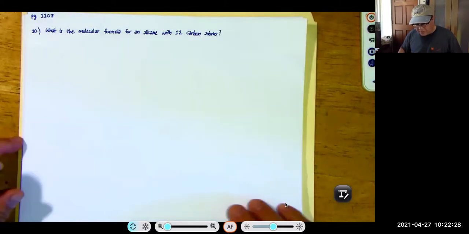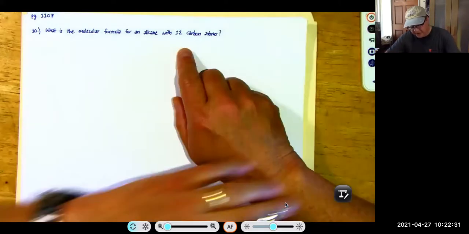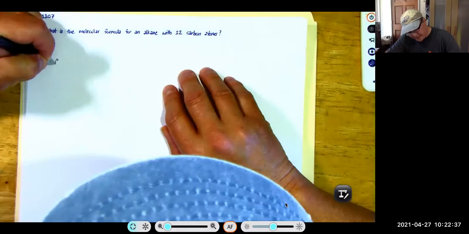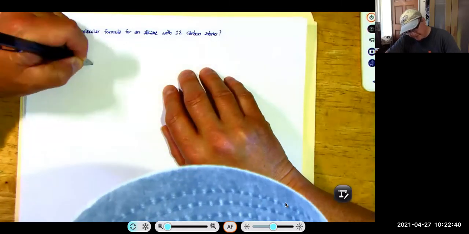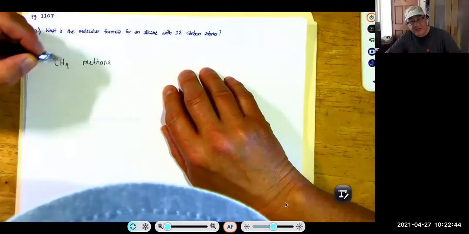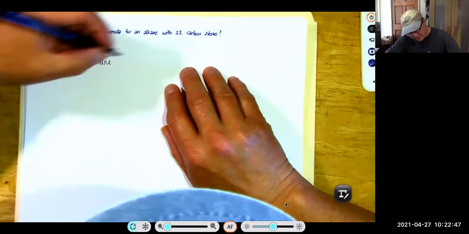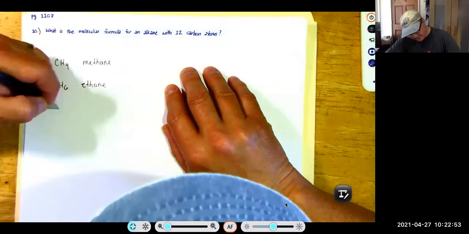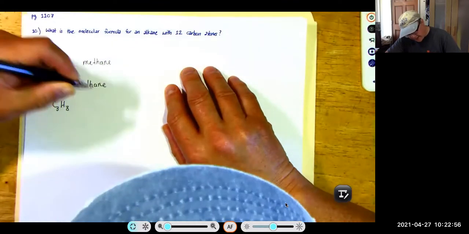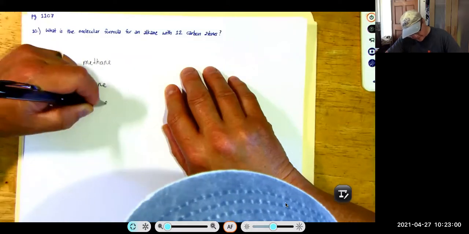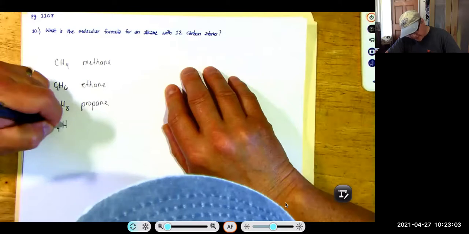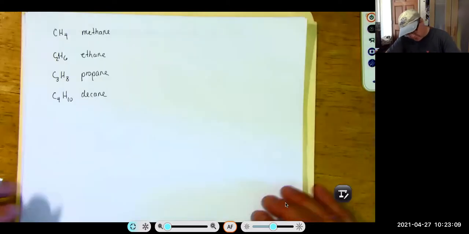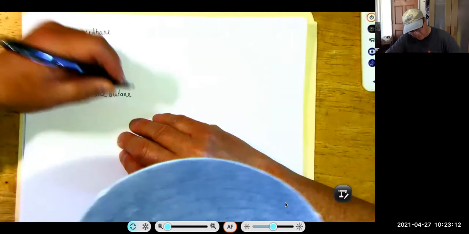What is the molecular formula for an alkane with 12 carbon atoms? So here are alkanes that you should memorize. CH4 is methane, and these are straight chain alkanes. C2H6 is ethane. C3H8 is propane. C4H10 is decane. Excuse me, butane, not decane. I'm thinking about where I want to end up, which is decane.